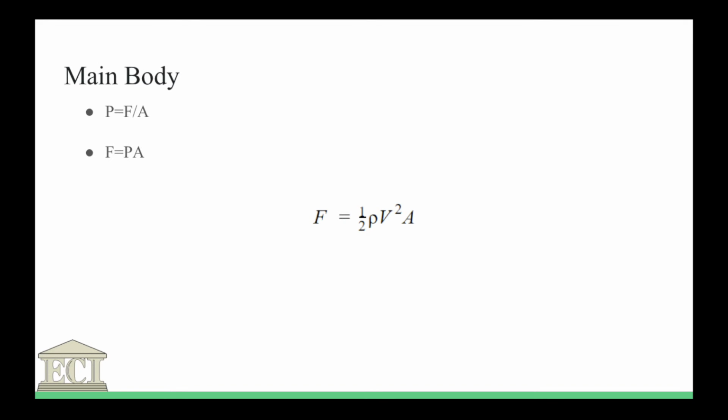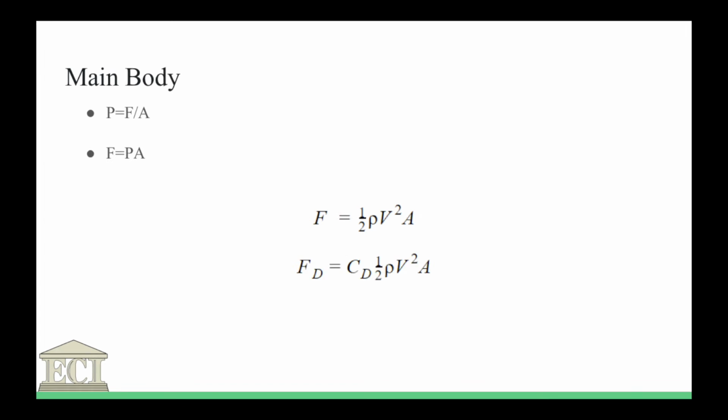Since pressure equals force over area, then force equals pressure times area. If we use the equation for dynamic pressure in place of pressure, we get F equals 1/2 rho v squared A. To finish the equation, we must add the coefficient of drag, which accounts for the shape, compressibility, texture, and several other factors. We thus get the equation F sub d equals C sub d 1/2 rho v squared A.